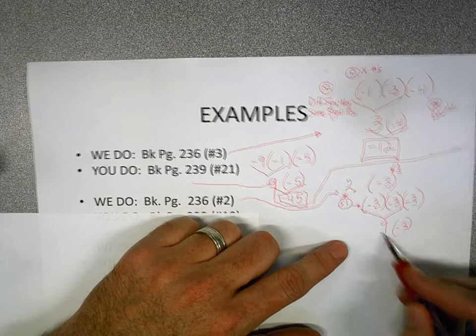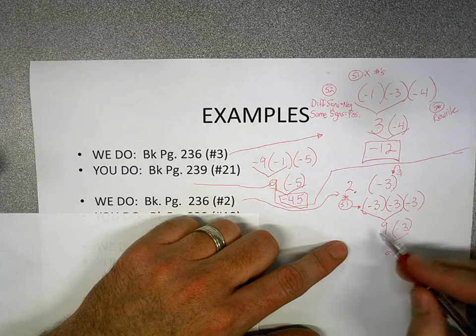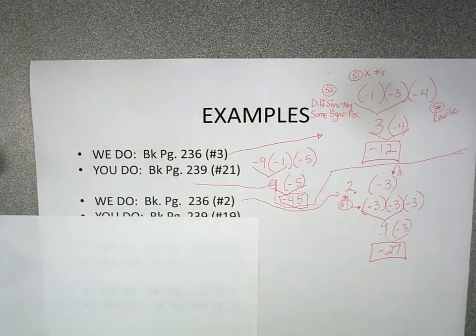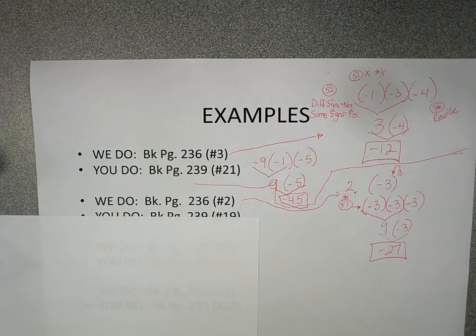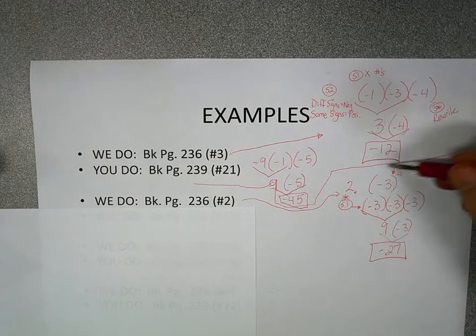And 9 times 3, ignoring the signs, is 27. And they're different, so my answer is negative. Negative 27. Okay? So just taking this problem, writing it in expanded form is the only difference, and then everything else is the same.